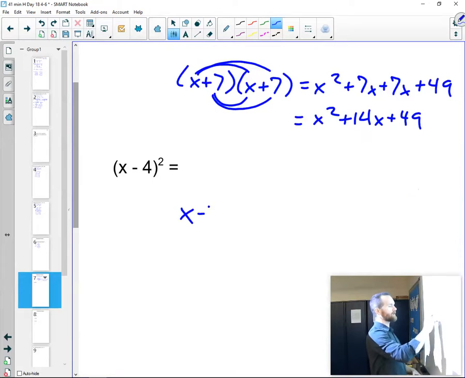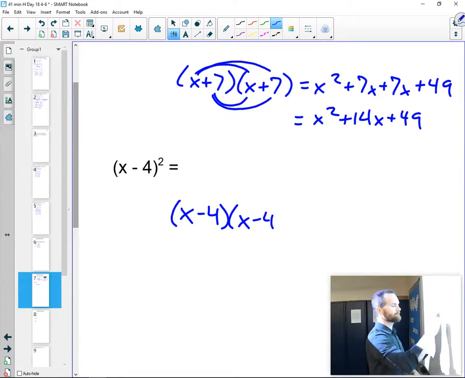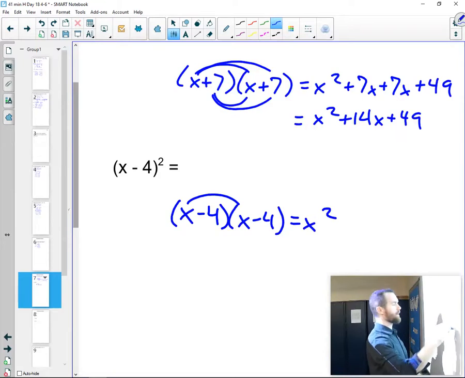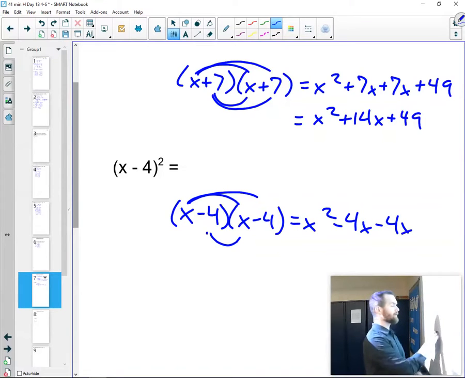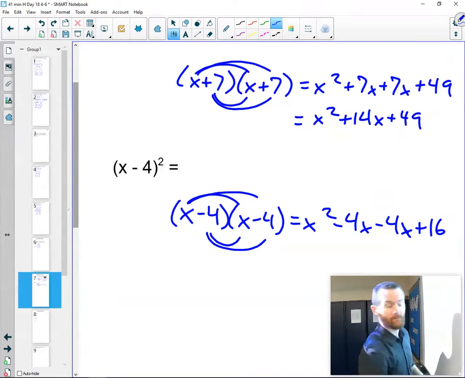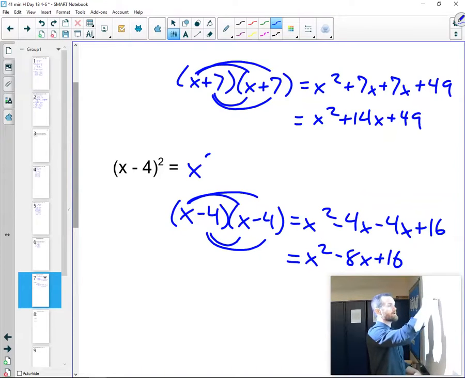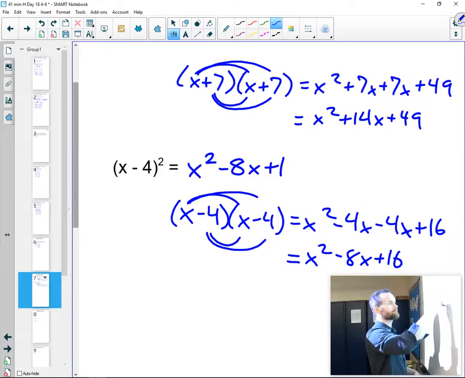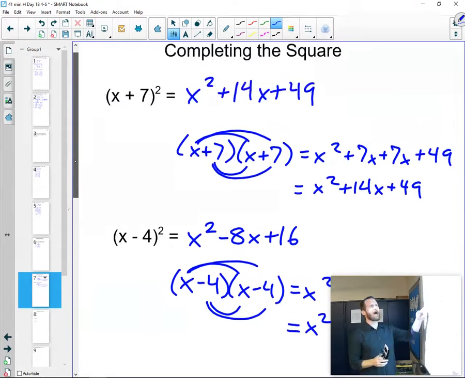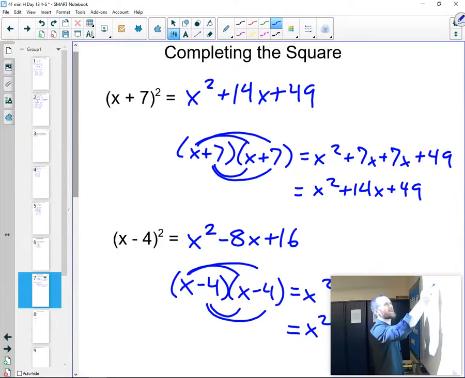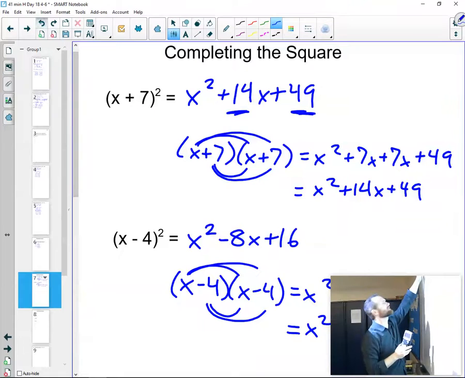So x minus 4 squared, that's x minus 4 times x minus 4. Then we distribute. x times x is x squared. x times negative 4 is negative 4x. Negative 4 times x is negative 4x. And negative 4 times negative 4 is plus 16. Then that becomes x squared, and we combine our like terms. We get negative 8x plus 16. We end up with x squared minus 8x plus 16. Now let's talk about some patterns we notice here, specifically the numbers we ended up with and the number we started with. So we got a 49, a 14, and a 7. And down here, we got a 16, a negative 8, and a negative 4.